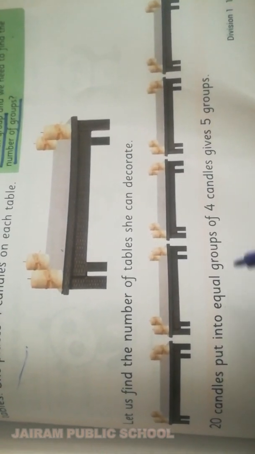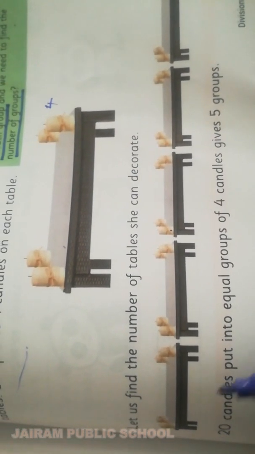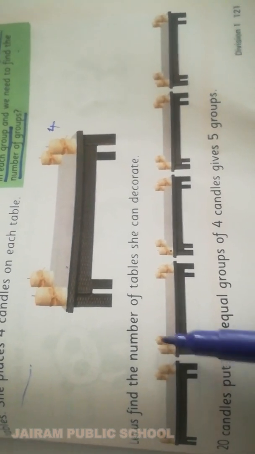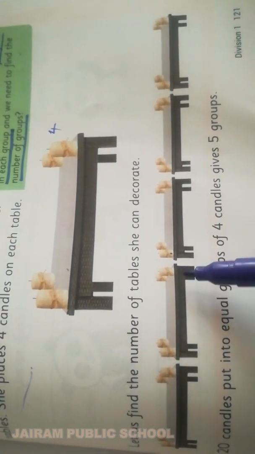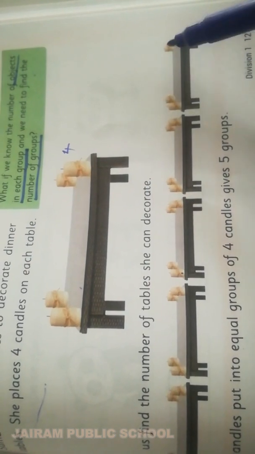Then 20 candles are put into equal groups of 4 candles. Now see here, she is going to decorate the table with 4 candles in each table. First table: 1, 2, 3, 4. Second table: 5, 6, 7, 8. Third table: 9, 10, 11, 12. In the 4th table, 13, 14, 15, 16. In the 5th table, 17, 18, 19, 20.